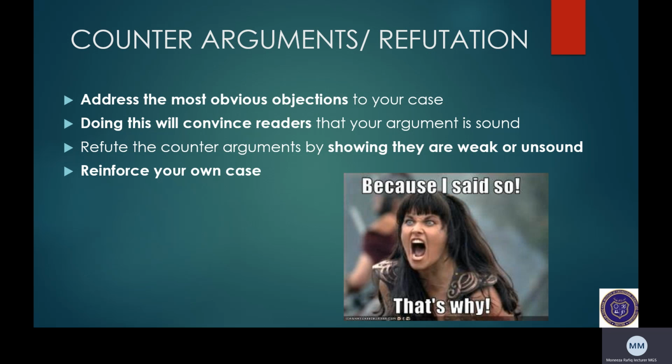So when you think about counter arguments, you have to address the most obvious objections to your case. If you say education is the best way to, say, solve the problem of drug abuse among youth, there are going to be a couple of people who are going to say, no, that's wrong. Family ties or stronger family ties is a better way to solve the problem of drug abuse, or community involvement is the best way to solve the problem of drug abuse. So you have to think carefully what is going to be the most obvious objection to your claim.